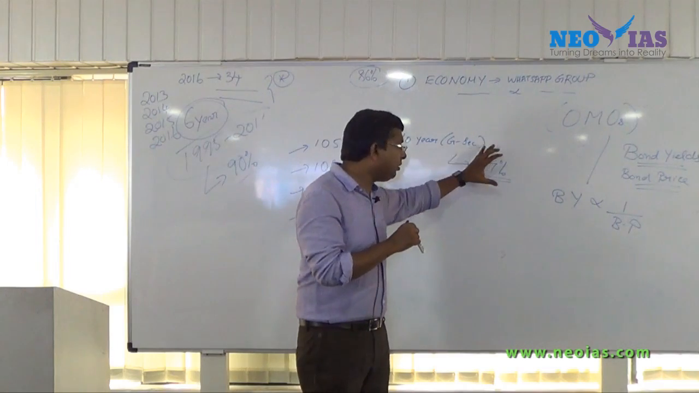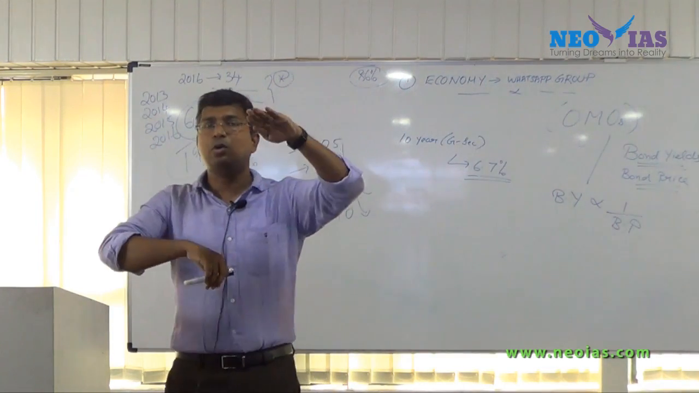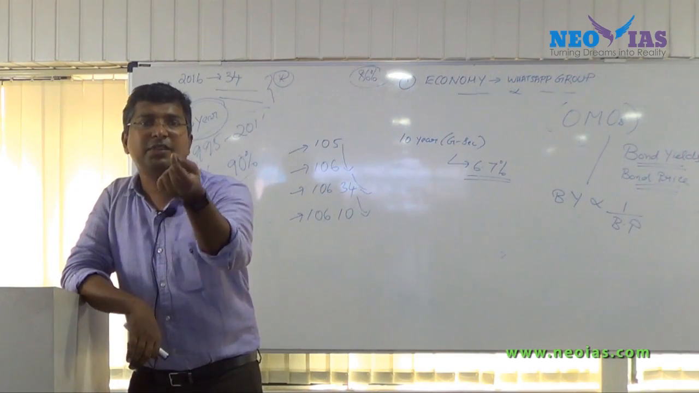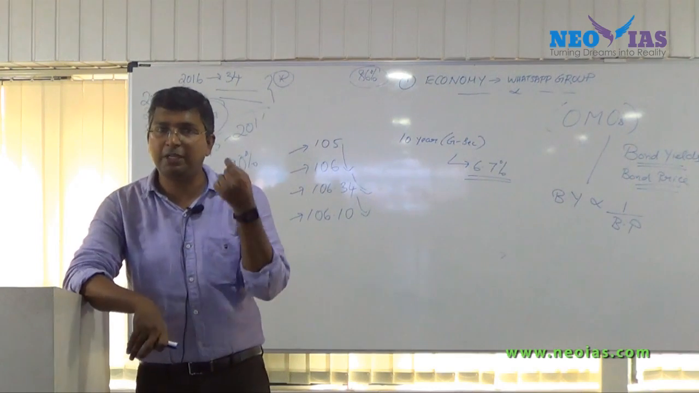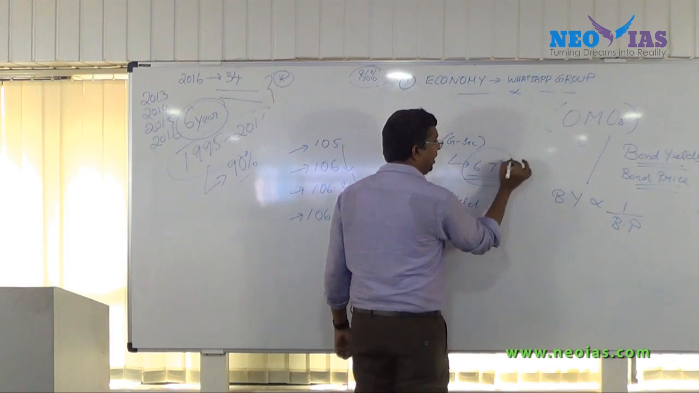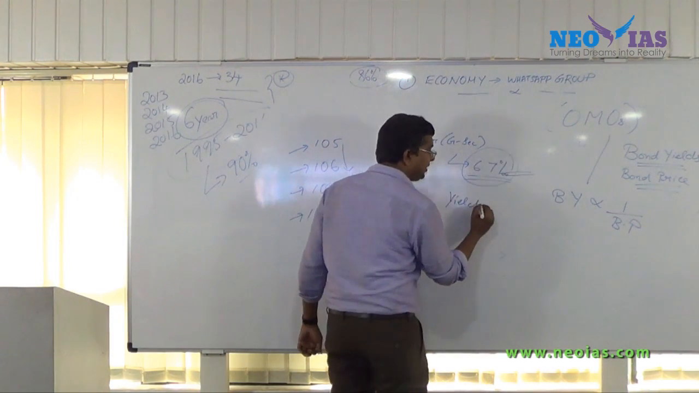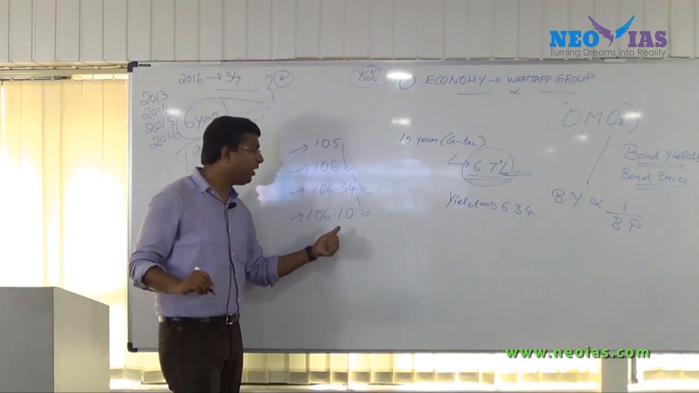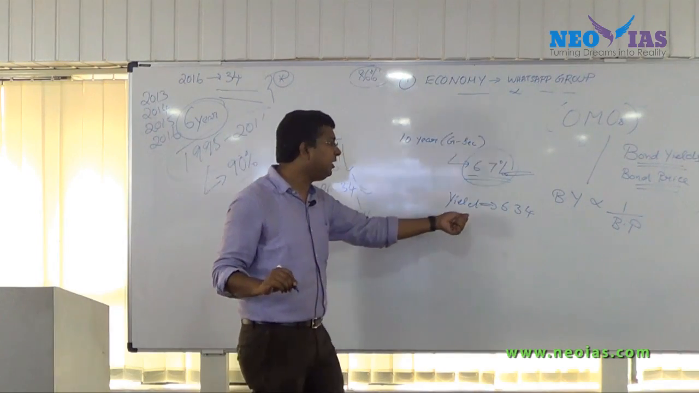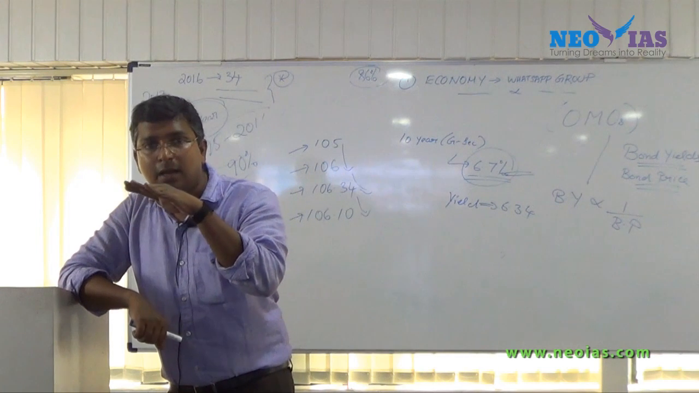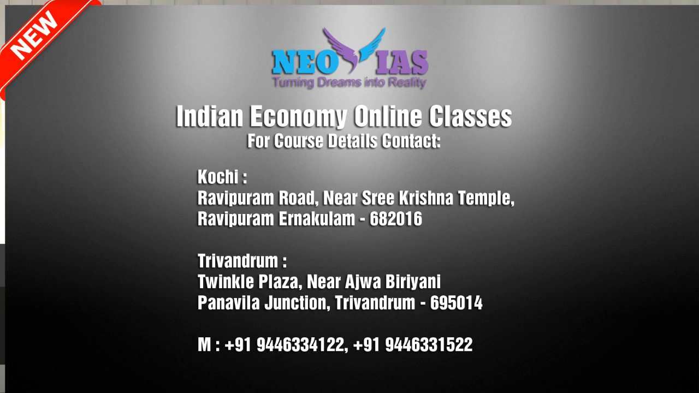This is what the government guaranteed when it was issued. But now the same bond has been sold in the secondary market with a lower yield. We say that the yield is now 6.34. The same government security is having a yield of only 6.34. Why? He has purchased it at maybe 106. So at 106 the yield will be 6.34. It means that today's 10-year government securities return is 6.34.